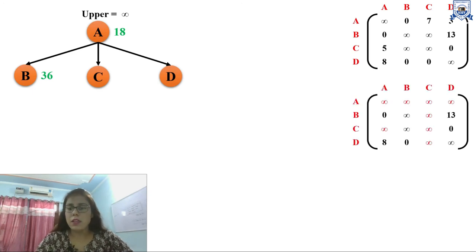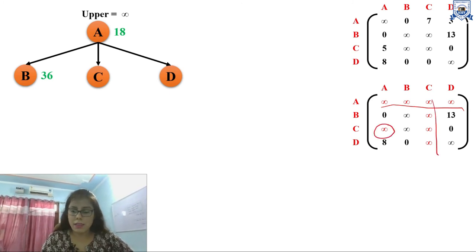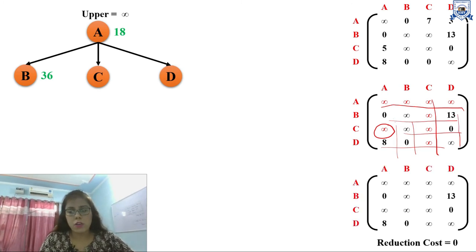So I'm making the A row as infinity and C column as infinity, as well as the path from C to A as infinity. Now there is no need of reduction as there is 0 in each row and each column. So there is no need of further reduction. So the reduction cost is 0.